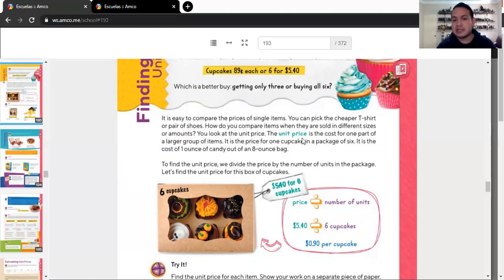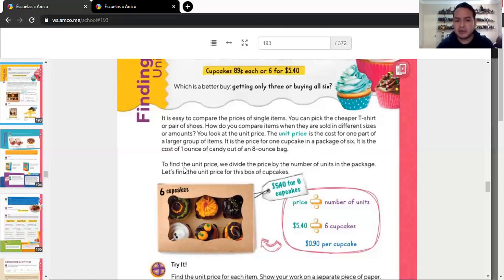The unit price is the cost for one part of a larger group of items. That is the unit price, the cost of one. When you have too many of them, the cost of one, that is called the unit price, okay? That is the part that you have to highlight, because that is probably coming in the exam, okay? It is the price for 1 cupcake in a package of 6. It is the cost of 1 ounce of candy out of a bag.